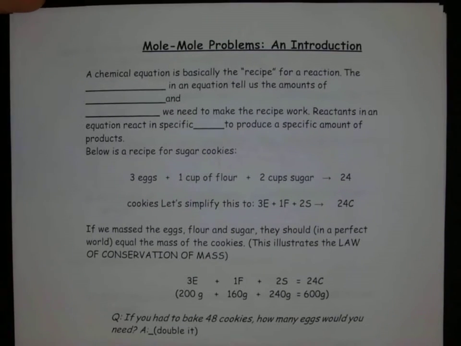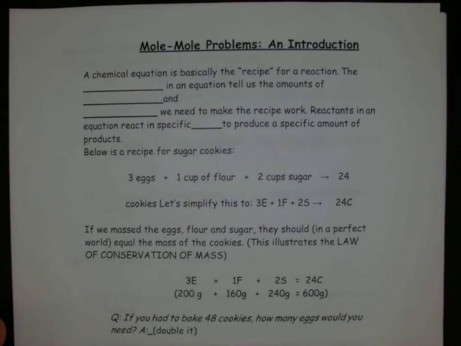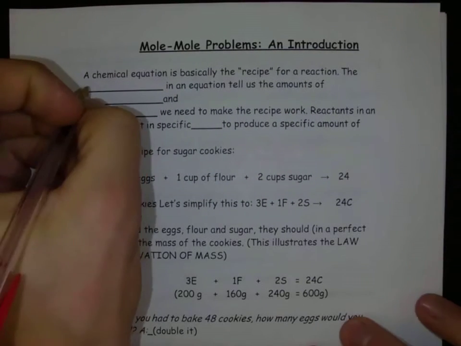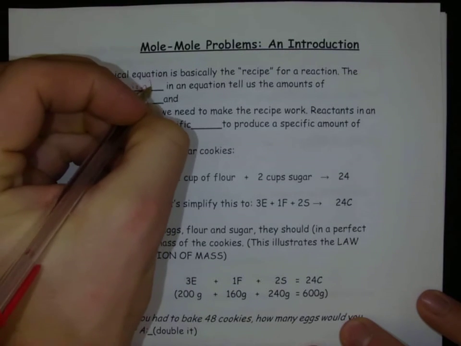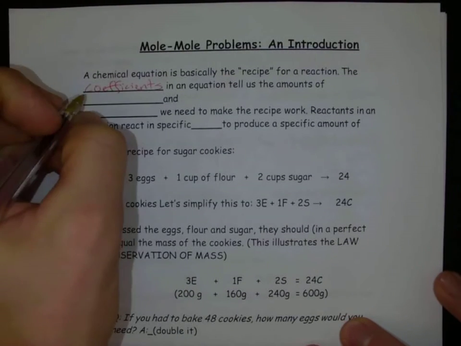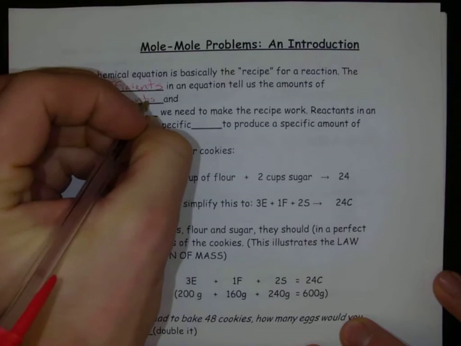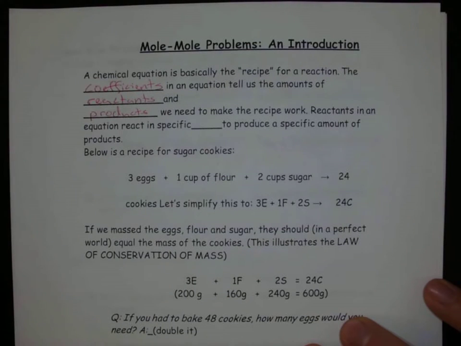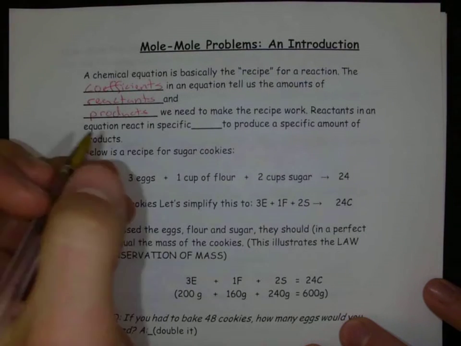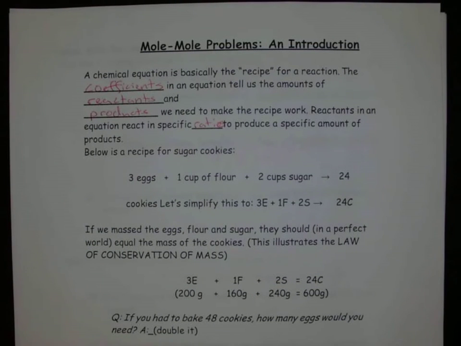So, a chemical equation, right? We've been talking about our balanced chemical equations. It's essentially a recipe for the reaction, right? So the coefficients in an equation tell us the amounts of reactants and products we need to make the recipe work, right? So reactants in an equation react in specific ratios to produce a specific amount of products, right?